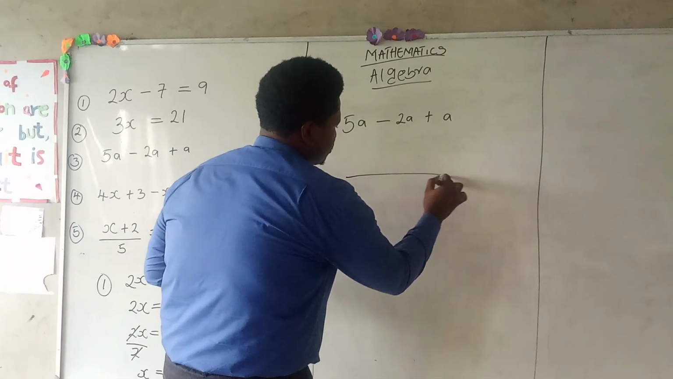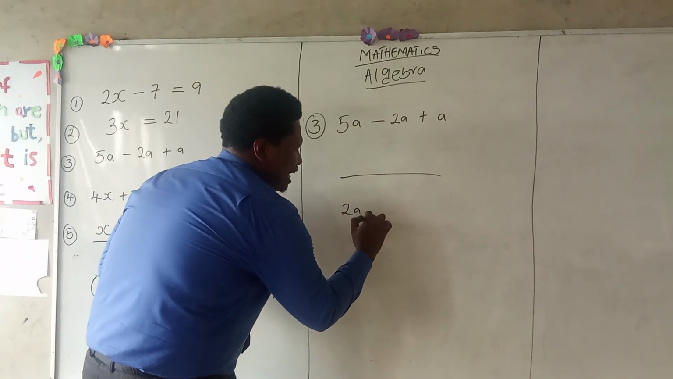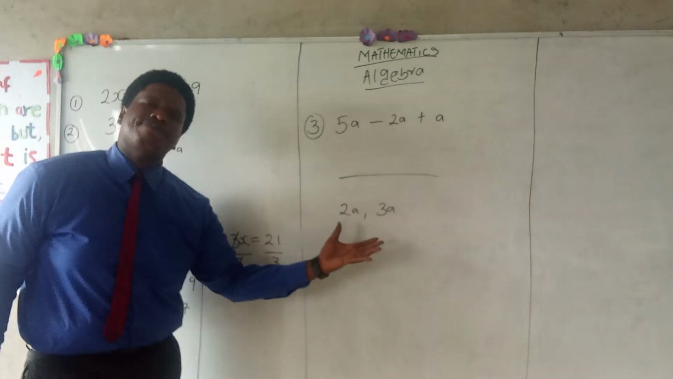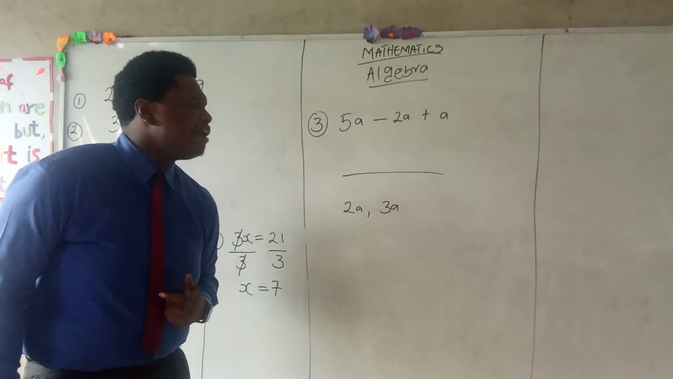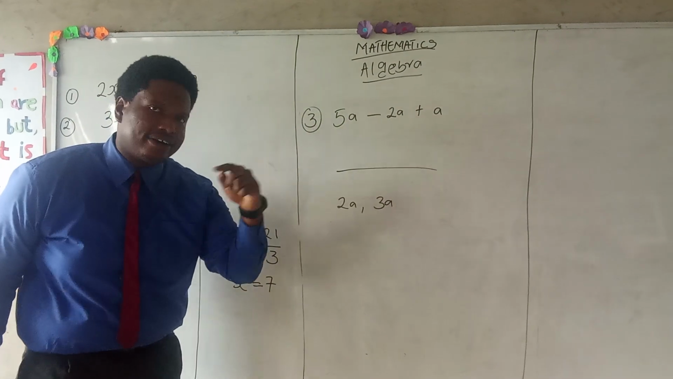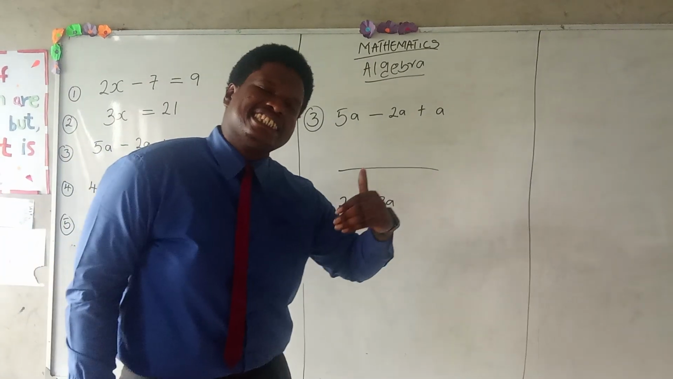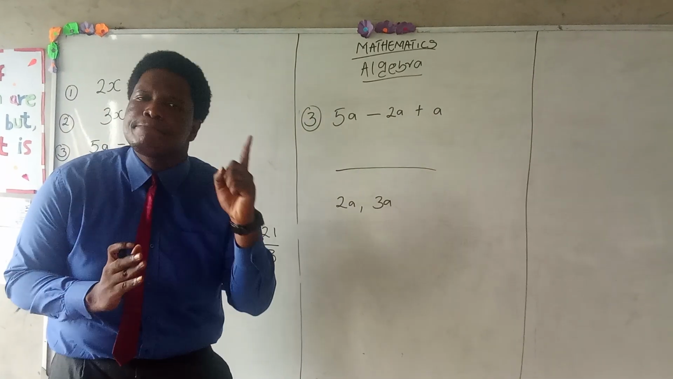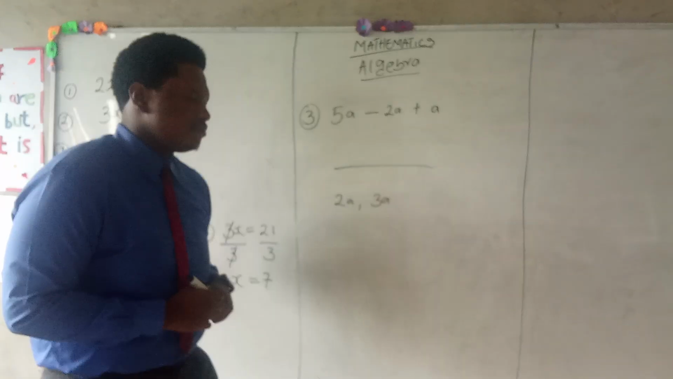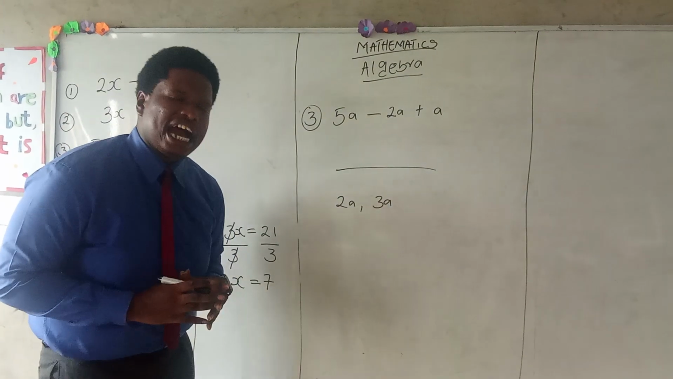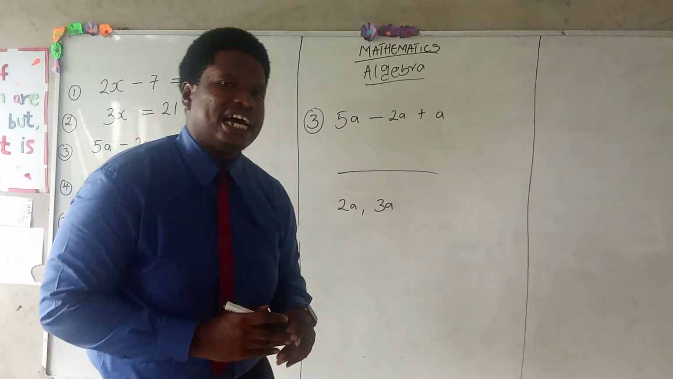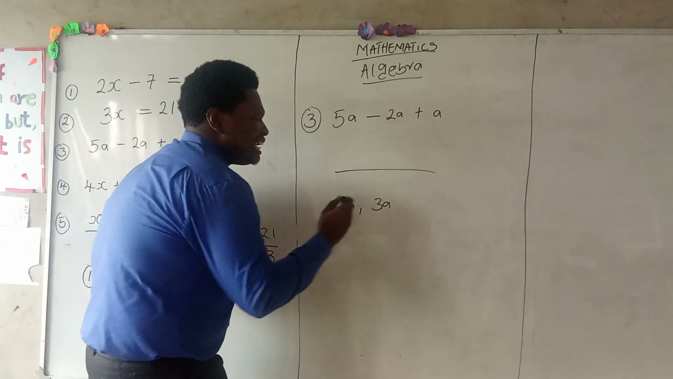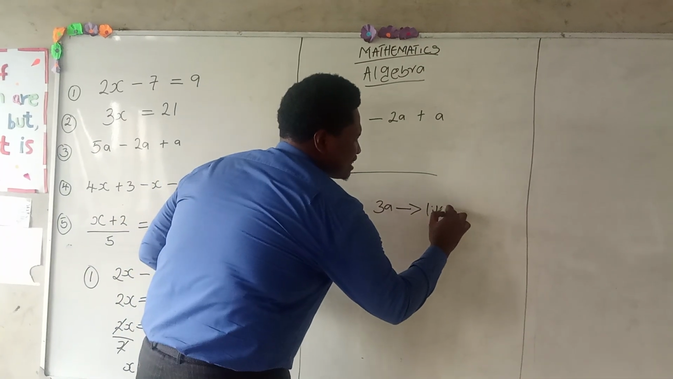If I have 2a and 3a, they can be classified as like terms. Why? Because they have the same variable and the same power. Terms are called like terms when they have the same variable and the same power. Very important, the power. And unlike terms are terms that have different variables or different powers. So 2a and 3a can be called like terms.